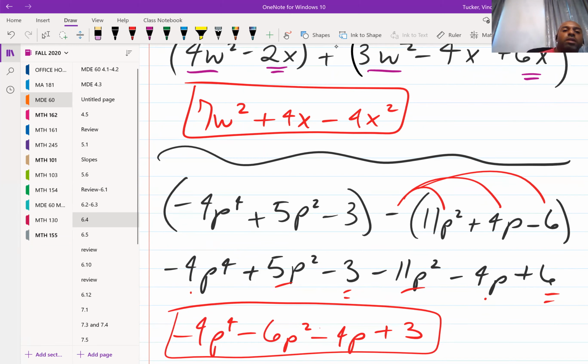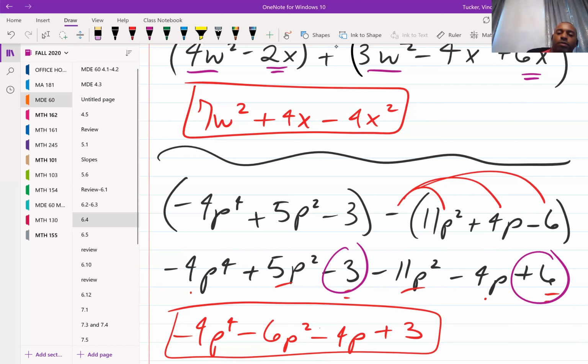Hold on one second. All right, and then minus 4p. Couldn't combine that with anything, so you just bring it down. Then the same thing with negative 3. Oh, we've got negative 3 and positive 6. Sorry about that. Adding those together will give you a positive 3.